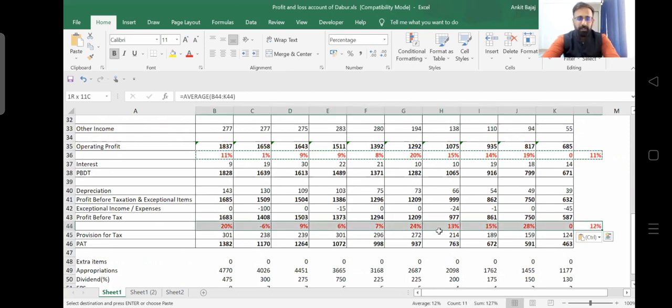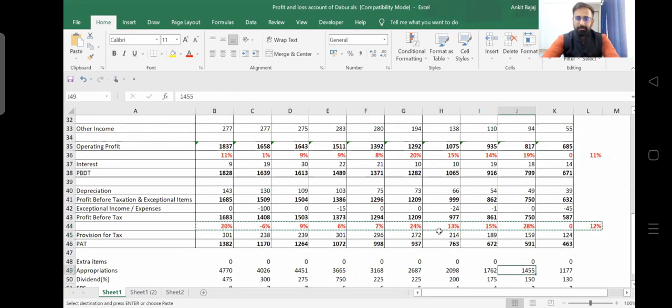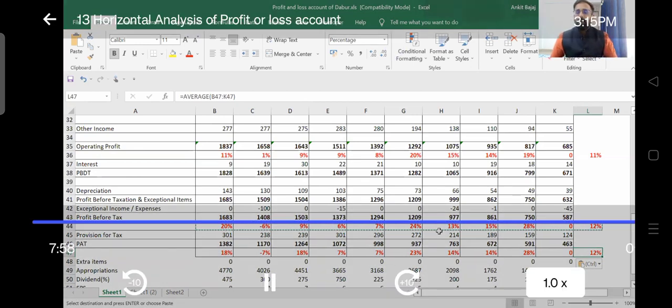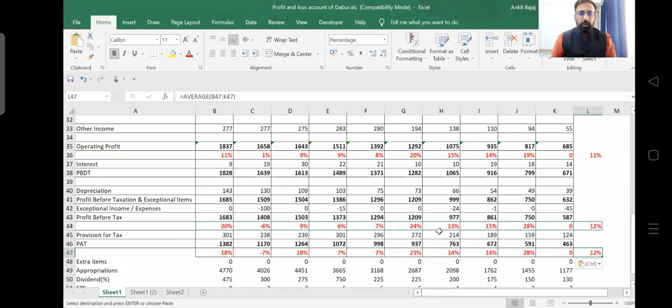So we can calculate the increase in profit after tax, right? On an average, there will be an increase of 12%. So you can see there is an increase of 12% in profit after tax. This will help you to compare your several years of data and it will help you to analyze or to judge whether to invest in that company or not.